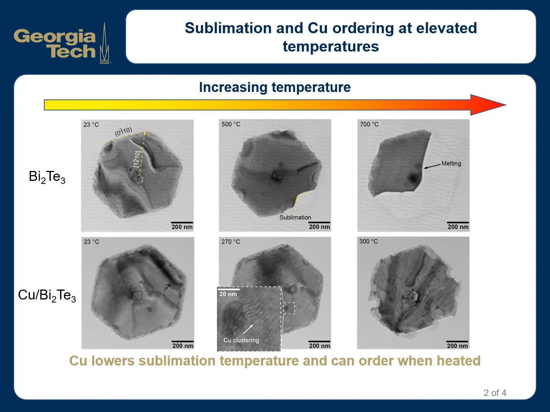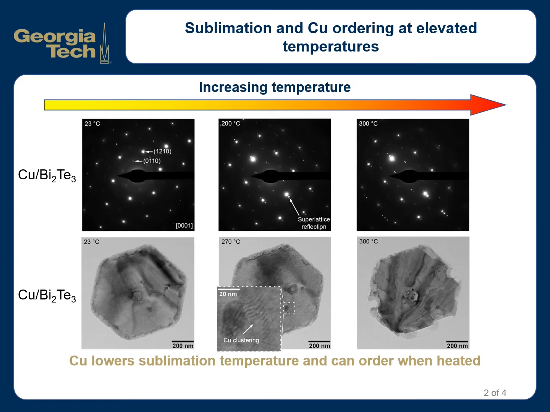Additionally, as shown in the middle bottom image, alternating bright-dark moire fringes were seen in samples that had copper intercalated in them. These fringes are attributed to the reordering of copper within the van der Waals gap to lower energy configurations that's enabled by the higher temperatures provided.